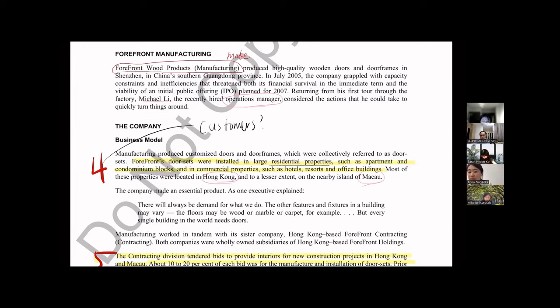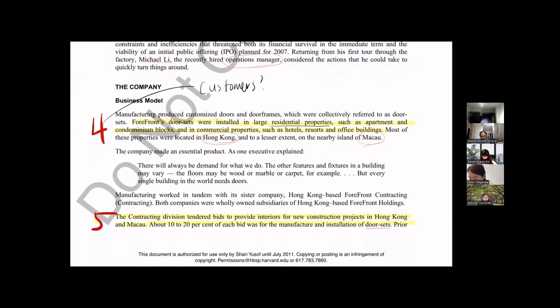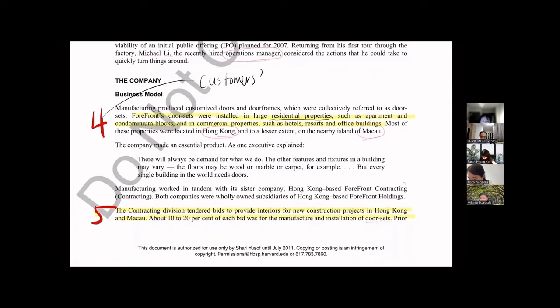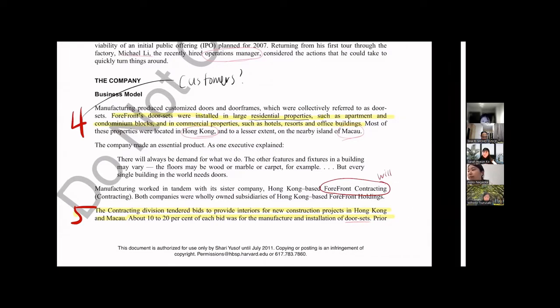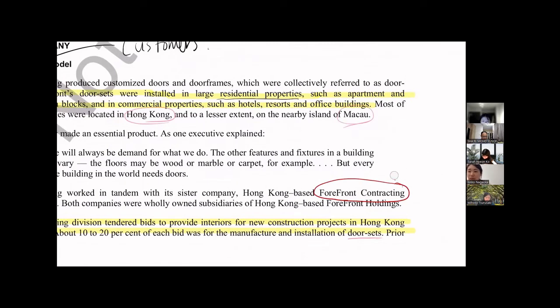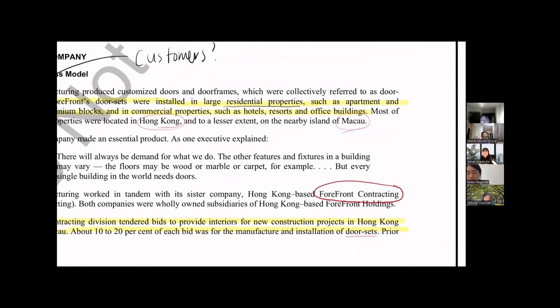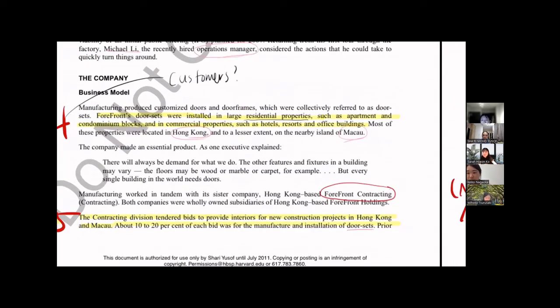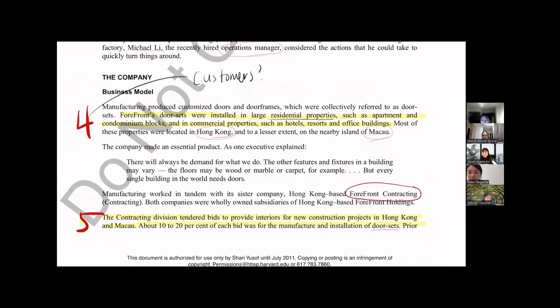So their customer is, of course, Forefront Contracting, because they just make the doors. Forefront Contracting will install the doors in the projects, in the apartments, and so on. They are only making, but the doors are being installed in hotels or whatever properties. So that must be clear. This is very important to differentiate who actually does what.